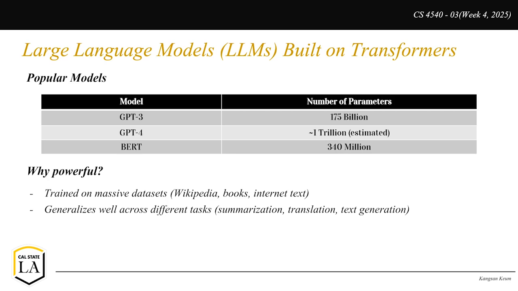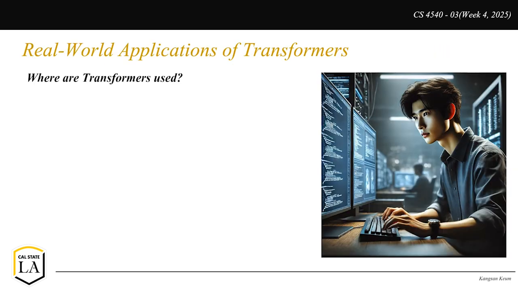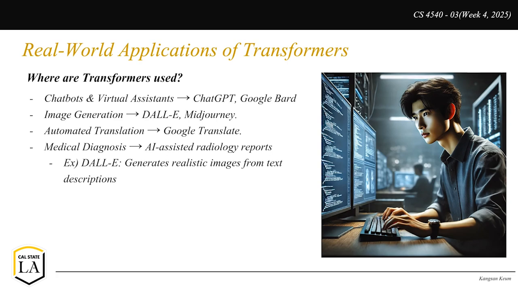Let's go into real-world applications of transformers. Where are transformers used? The first thing is chatbots and virtual assistants, for example, ChatGPT or Google Bard. They can also be used for image generation, such as DALL-E or Midjourney. They are also used for automated translation, such as Google Translate. And finally, they can be used as medical AI. AI-assisted diagnosis in healthcare is being proven.